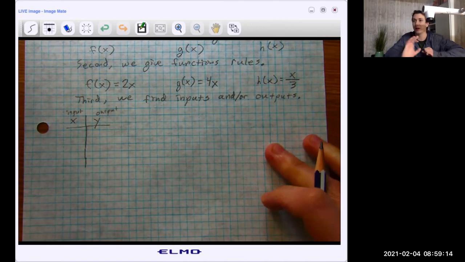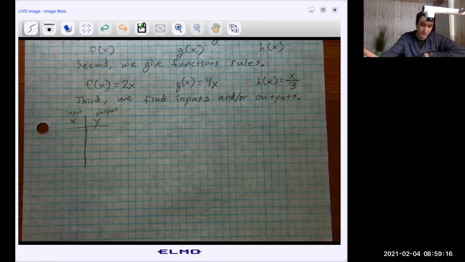And you get to choose whatever numbers you want for the input. A tip I would say is always do like a mix of different kinds of numbers. The screen is blurry. Okay, let me try changing a setting real quick. I'm gonna go back to this way and see if this makes it better.